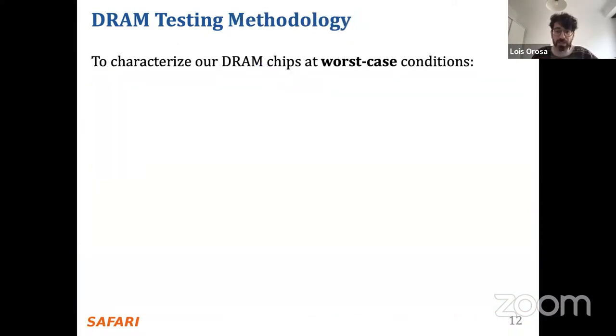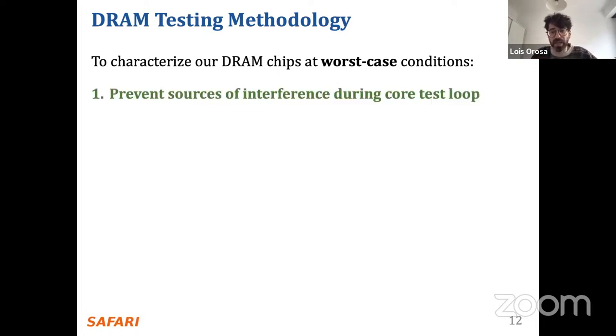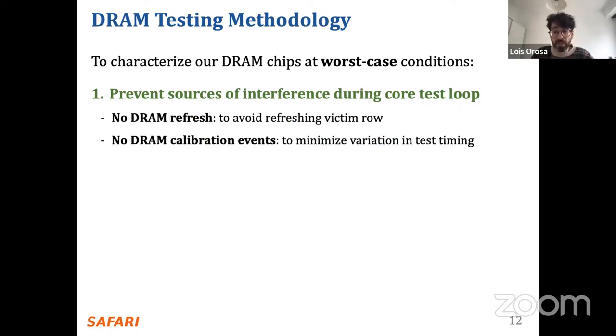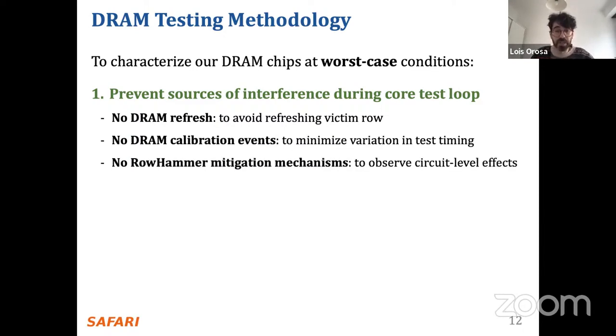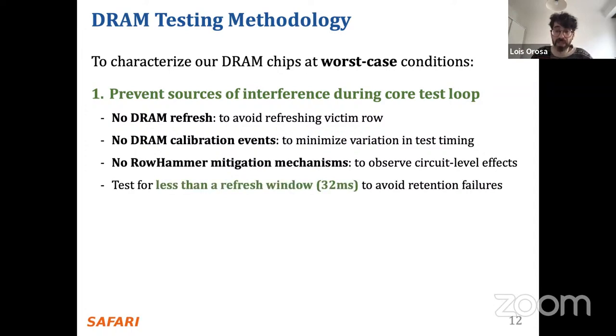To characterize our DRAM chips at worst-case conditions, we take two measures. First, we prevent external sources of interference such that our test can run consistently as desired and without interruptions. To achieve this, we disable DRAM refresh to avoid refreshing rows during a RowHammer test, DRAM calibration events to minimize variation in the test timings, and RowHammer mitigation mechanisms to ensure that we can directly observe circuit-level bit flips. We also ensure that our tests complete in less than a refresh window to prevent retention failures from interfering with our results.